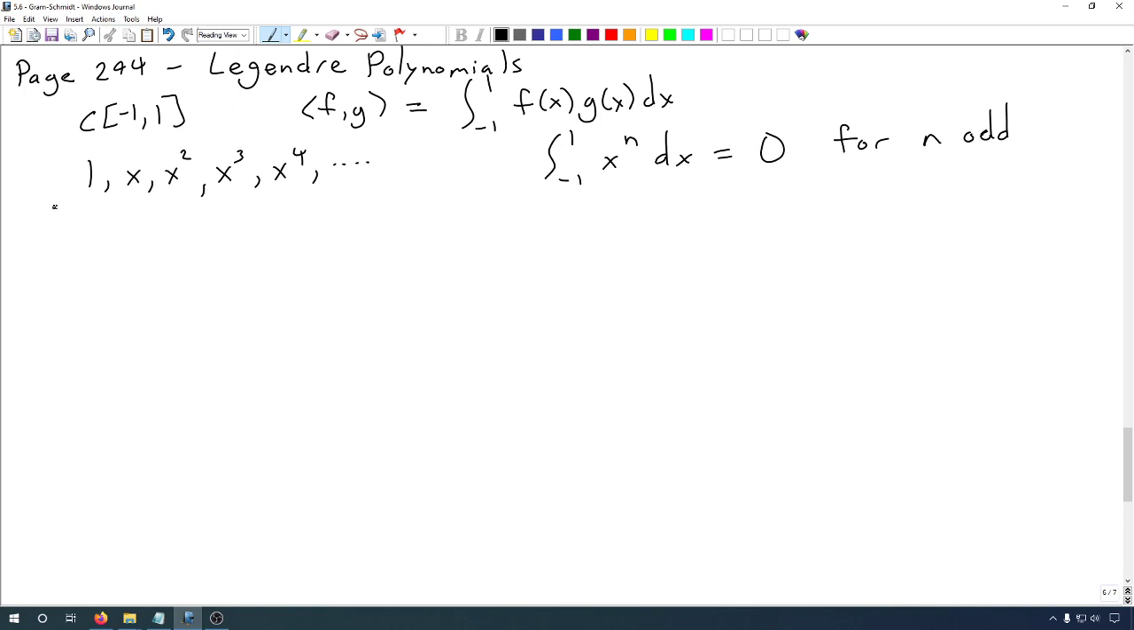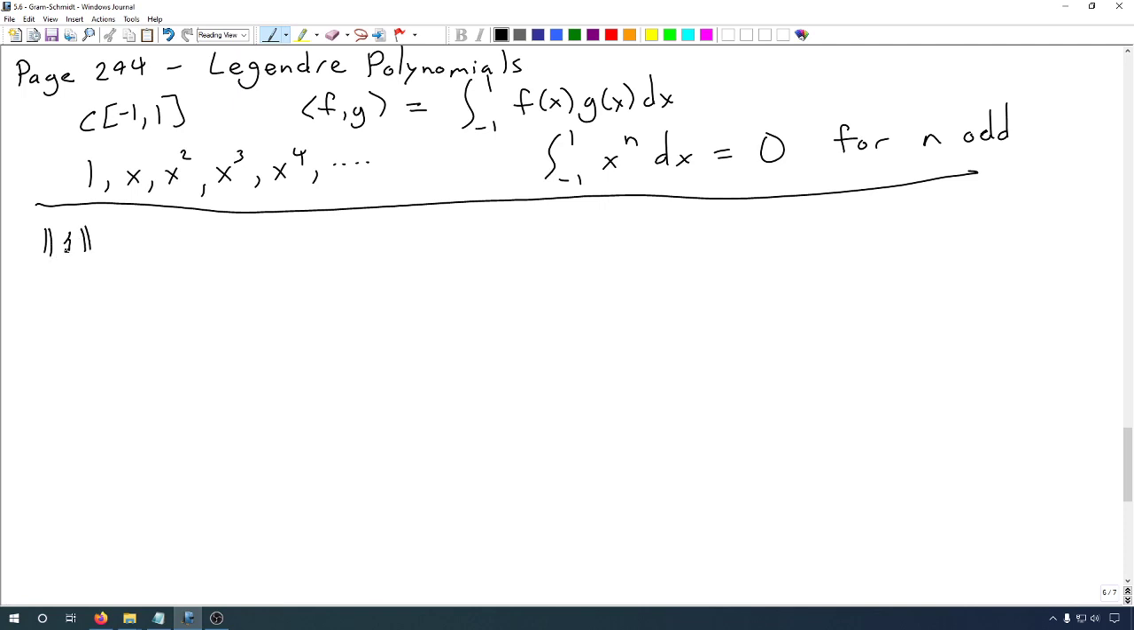So, where do we start? Well, we're trying to use Gram-Schmidt, so we're going to start with 1, and we're going to turn it into a unit vector. Keep in mind, 1 is not unit under this inner product. What is the norm of 1? Well, to compute the norm, we have to use this inner product. I'm going to go ahead and square it, because what does that mean? We're taking the inner product of 1 with itself.